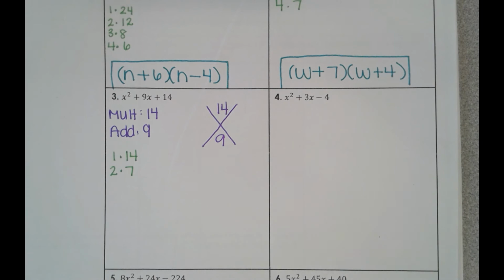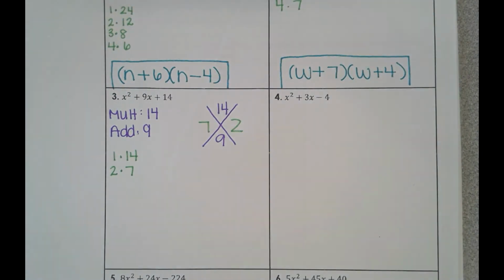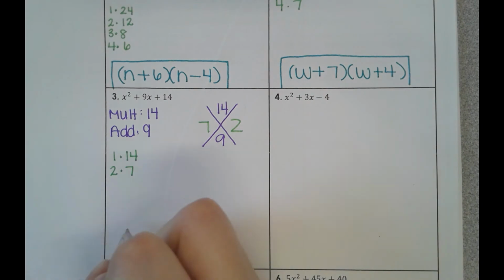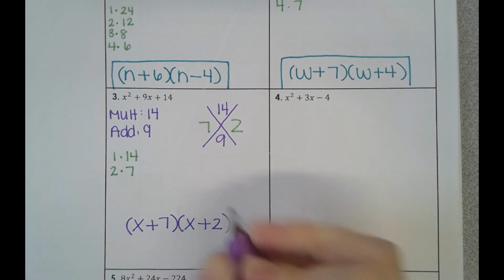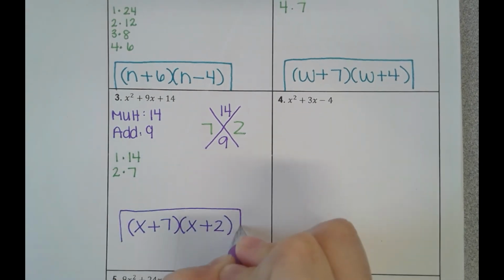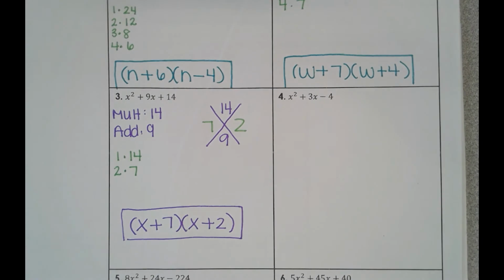So what are my two numbers? 7 and 2. And if you put 2 and 7, it doesn't matter which order you put them in, as long as you get the positives and negatives right. Other than taking out a GCF, this is it. Okay. So X plus 7, X plus 2. Or you could have put X plus 2, X plus 7.